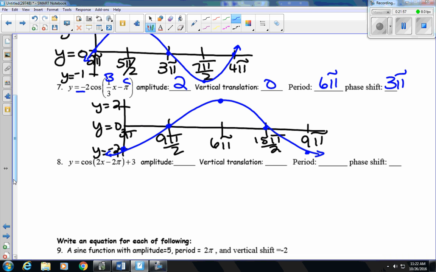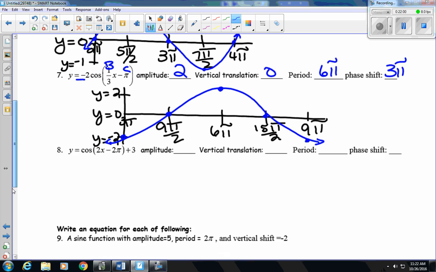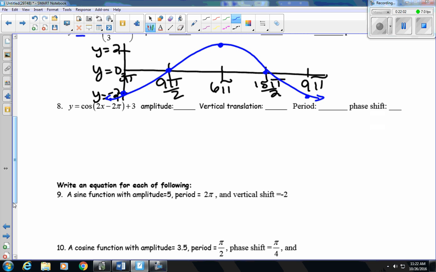All right, last one of this guy. What is the amplitude? 1. Do we have a vertical translation? Yes. If that were the vertical translation on WebAssign, you could just put in 3. For me, I either need a +3, a -3, the words up or down, or arrows. Something giving me direction. So I'll just do +3 right here. Okay, what's the period? Pi. Good.